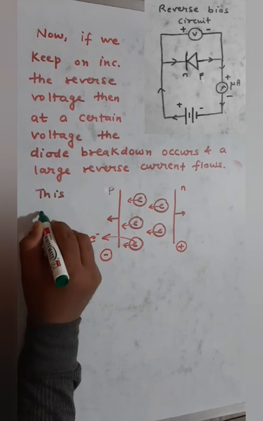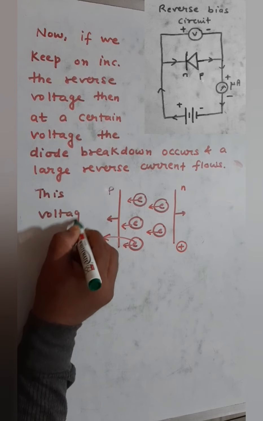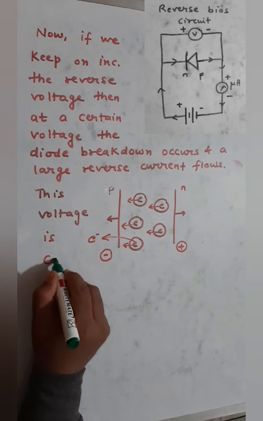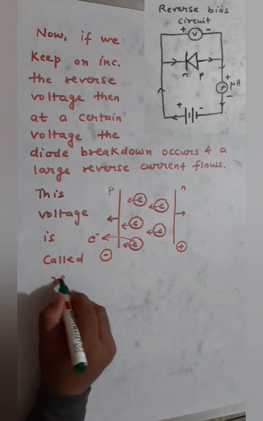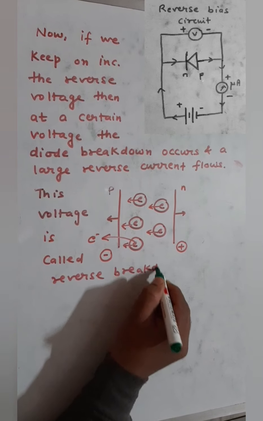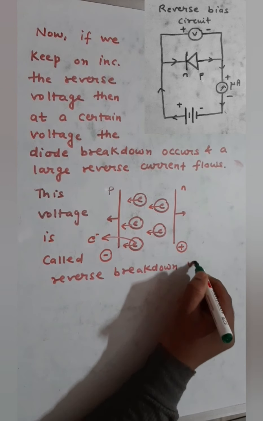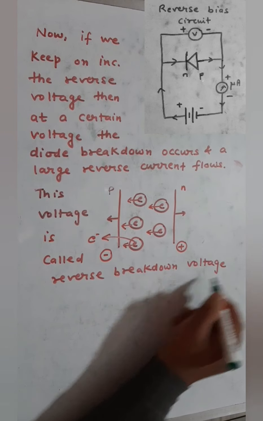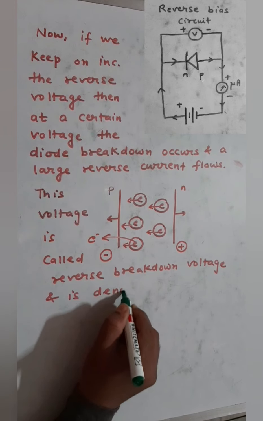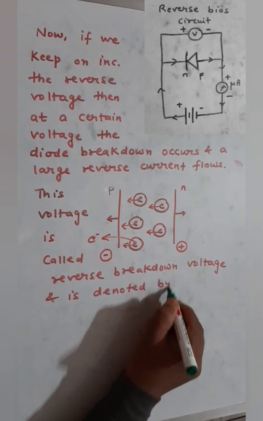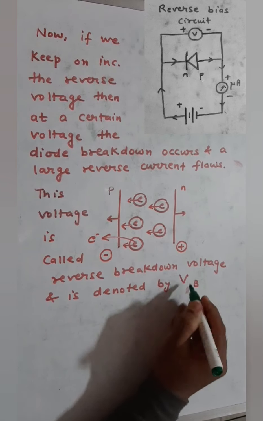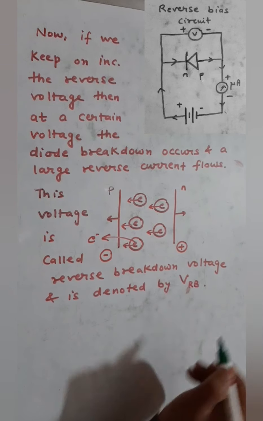This voltage at which this type of breakdown occurs is called reverse breakdown voltage, and is denoted by VRB, or you can say RB.